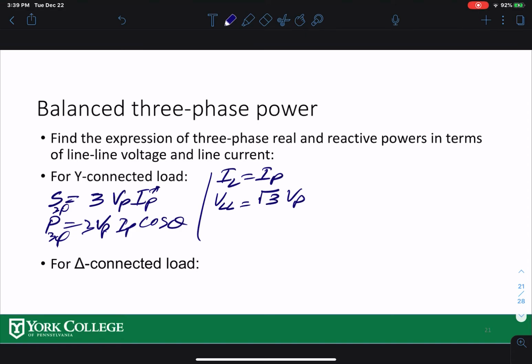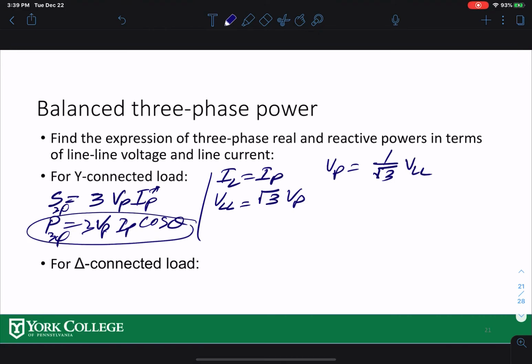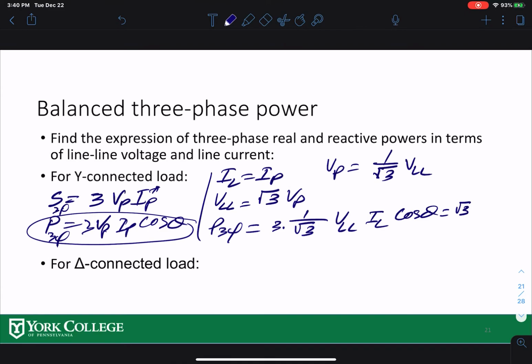So now, it means that your phase voltage is 1 over square root of 3 times the line-to-line voltage, right? If I convert this equation with this quantity, the three-phase power would be 3 times 1 over square root of 3 times line-to-line voltage times line current cosine theta. Remember that the line-to-line to line-to-neutral conversion does not change the phase angle. So if I put it together, we have square root of 3 left here, times line-to-line voltage, line current, cosine theta.